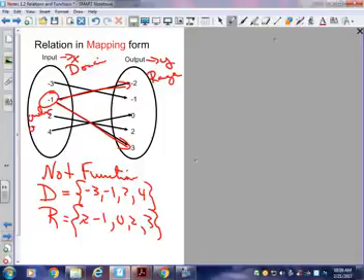Only one arrow to be a function. So that's why -1 broke the rule. He has two arrows coming out of him. Does that make sense?